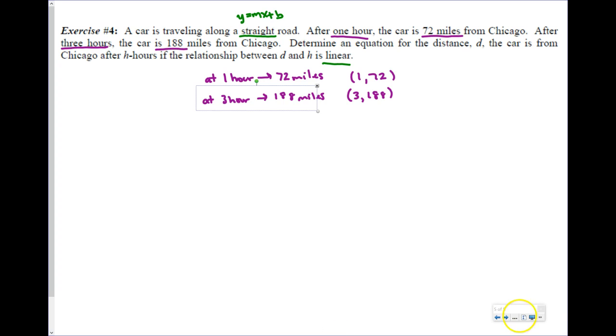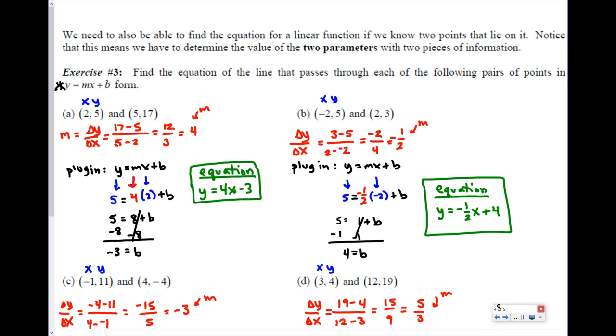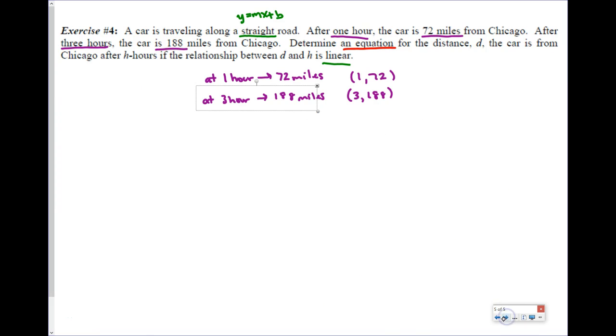And what's this question want me to figure out? This question wants me to write an equation. Well, didn't I just previously find equations given 2 points? Isn't that what exercise 3 was about? So I've basically taken this word problem and created now a problem where I just have 2 points. Let's find the slope, find the y-intercept, and get my equation. So let's go ahead and do that.